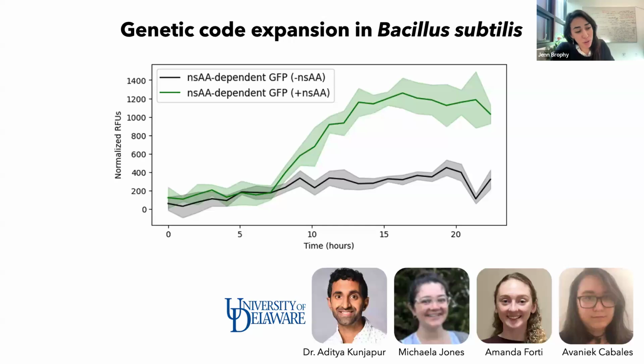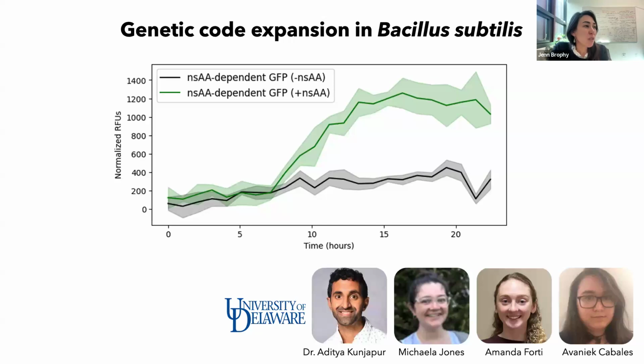Okay, so here are our fabulous collaborators. We have been working with Aditya Kunjapur's lab at the University of Delaware and his students, Michaela, Amanda, and Avanik, because they have been able to engineer Bacillus subtilis, a type of soil bacterium, to require non-standard amino acids for synthesis of chosen proteins. In this case, this is GFP that has a stop codon in it, and you can see strong expression of GFP only when the non-standard amino acid is present in the growth media.